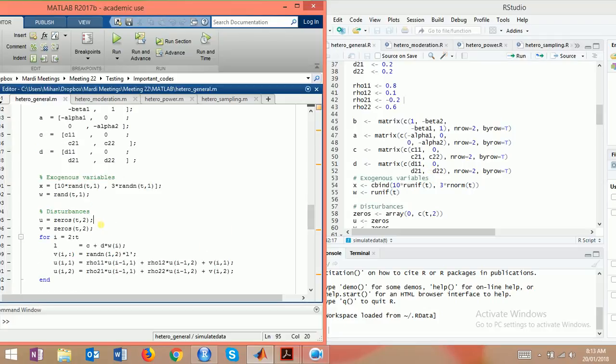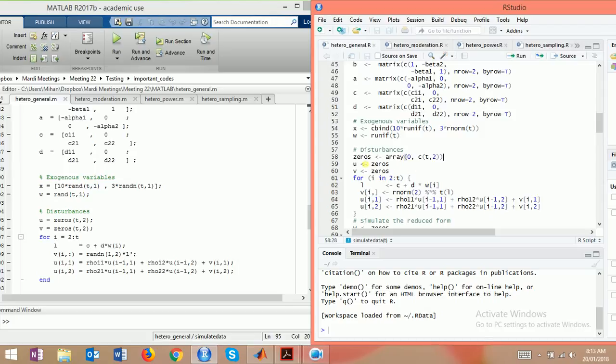Then zeros, replicate 0 CT2, right? Not replicate, sorry, array 0 CT2. This is the array function, not the replicate function. I'm sorry. Array 0 CT2. So S, C, D, W, I, V random and runif. No, rnorm. Sorry, random n is rnorm.